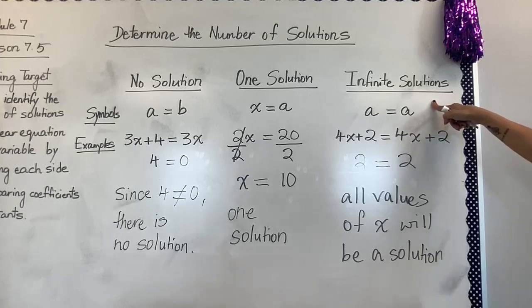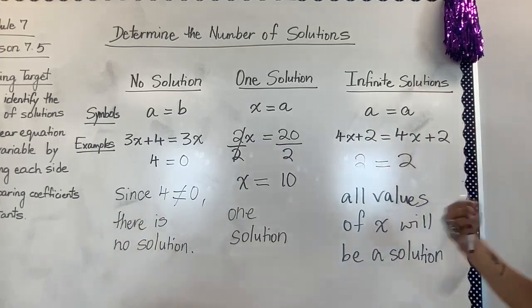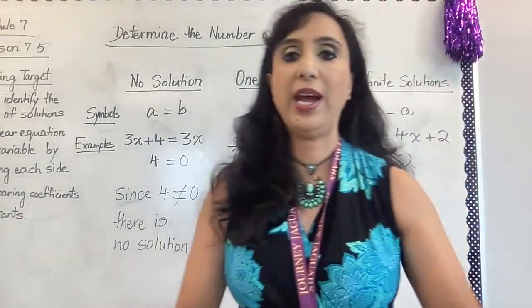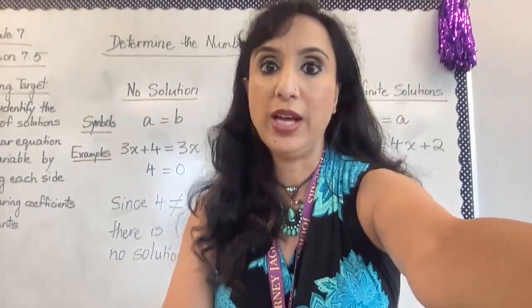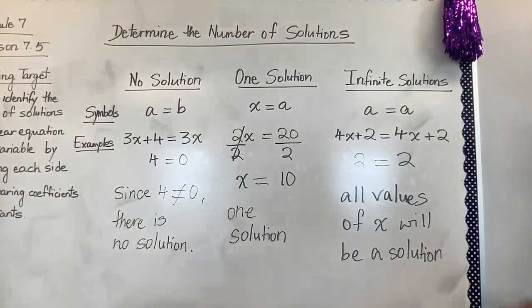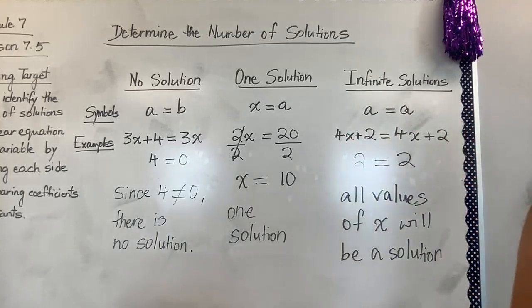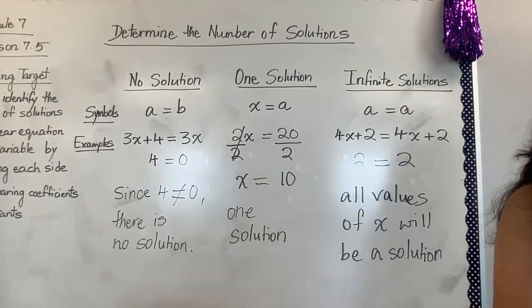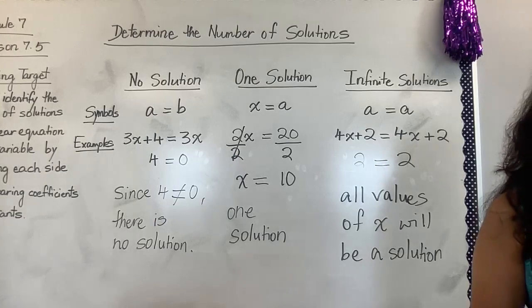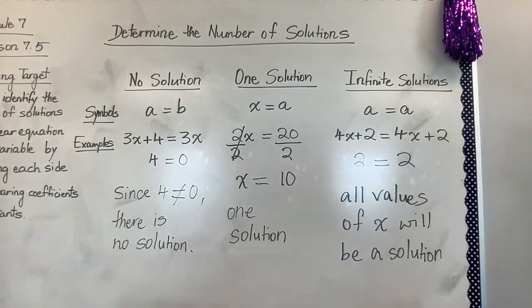Remember, if x is 1, or whatever value we use for x, I mean, it doesn't matter. All values of x are going to give me a solution. So this has infinite solutions. So that is the three different types. And so let's go ahead and do some examples. We are going to solve and determine whether the equation has one solution, no solution, or infinitely many solutions. Okay, and so here we go.